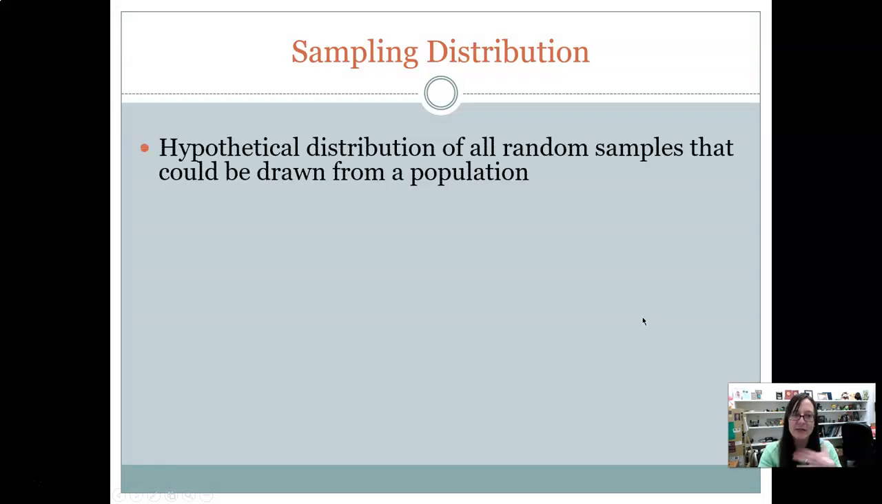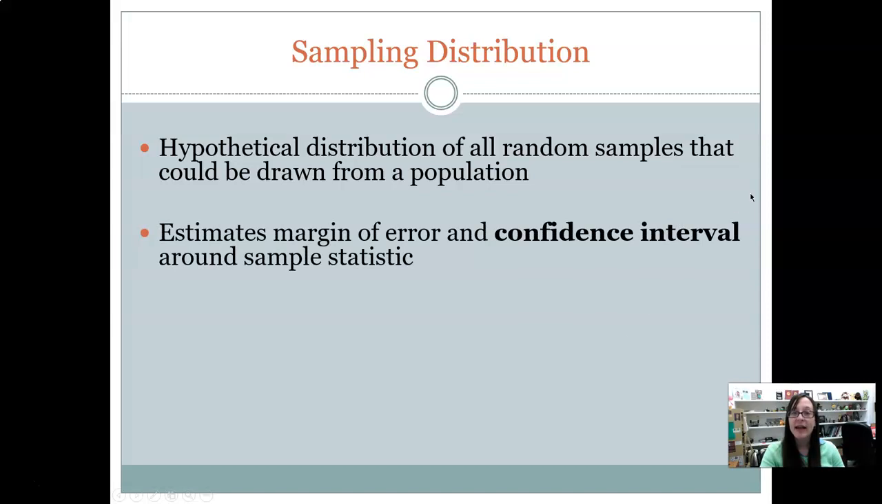And here it is explained a little bit more in words: it's a hypothetical distribution of all random samples that could be drawn from a population. So it's that hypothetical distribution of all of the averages that we could draw from a population. We use the sampling distribution to estimate margins of error, or what are called confidence intervals. So you're going to get a sample statistic, and then there's going to be a confidence interval around that. That confidence interval is based on the sampling distribution, so it's based on the likelihood that it actually represents the population.